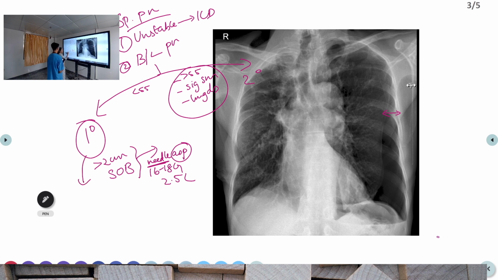Otherwise, for any patient with less than that or without any shortness of breath, what will you do? We will plan for conservative management only, with oxygen support. All conservative management. If very stable, we can discharge also. So our patient has secondary pneumothorax. For secondary pneumothorax, what will you do?